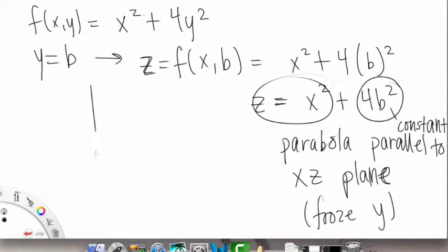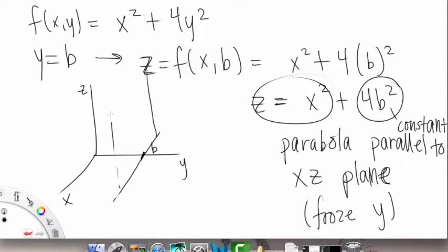Let's see what this one is going to look like as a sketch. We have our x, our y, and our z, and we froze y at some constant b. So this plane is going to look something like that. This is our y equals b plane, the one I just drew. This is a parabola parallel to the xz plane, kind of turned sideways. It's parallel to this plane over here. So that's the sketch of our other vertical trace.